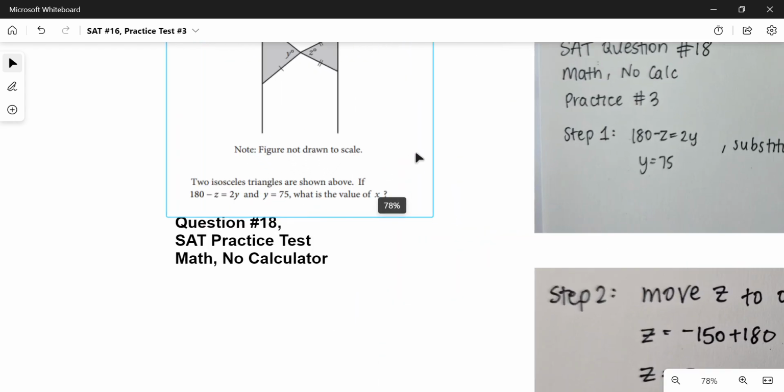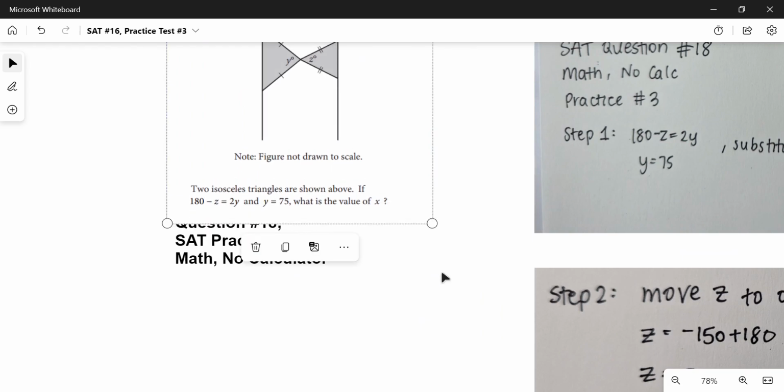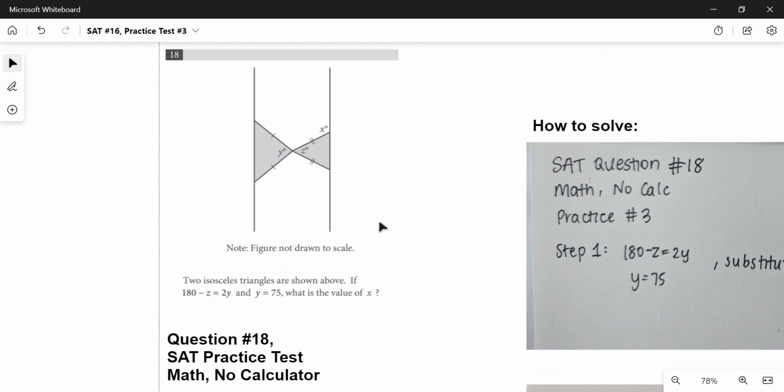And we can envision that again here. We can envision that with z equal to 30, one of the base angles equals 75, and you having that straight line. So 180 minus this 75 right here would give you 105. So the value of x is 105. Thank you.